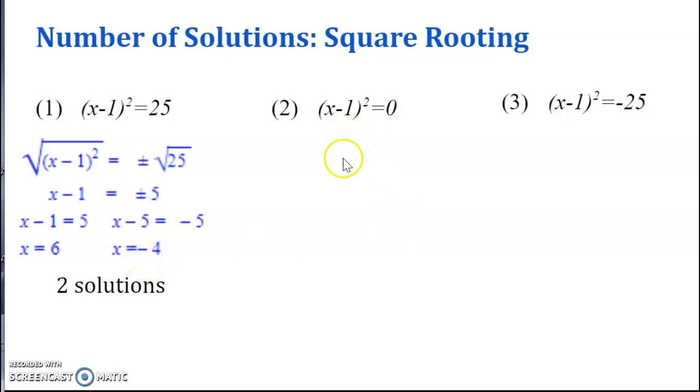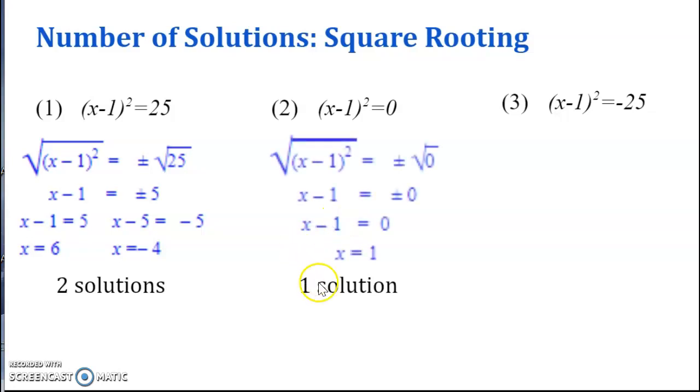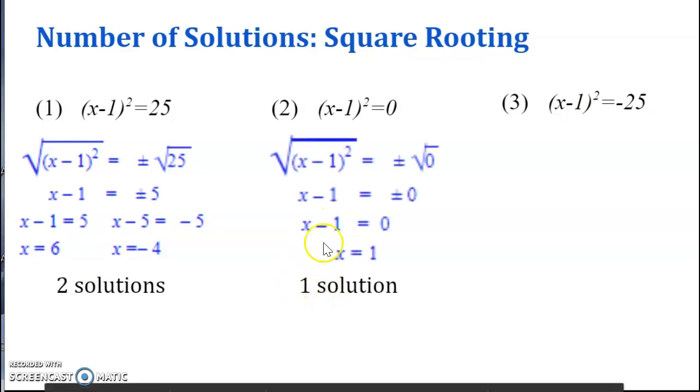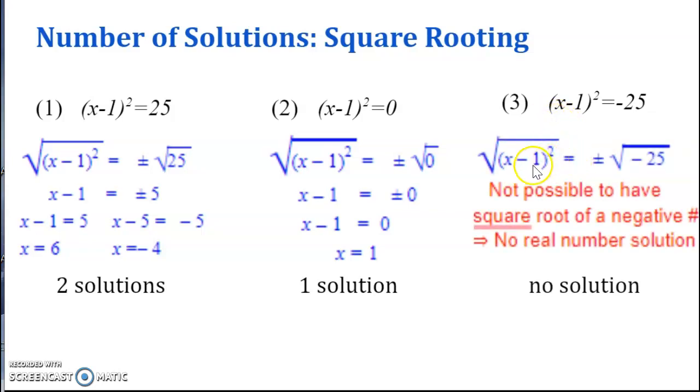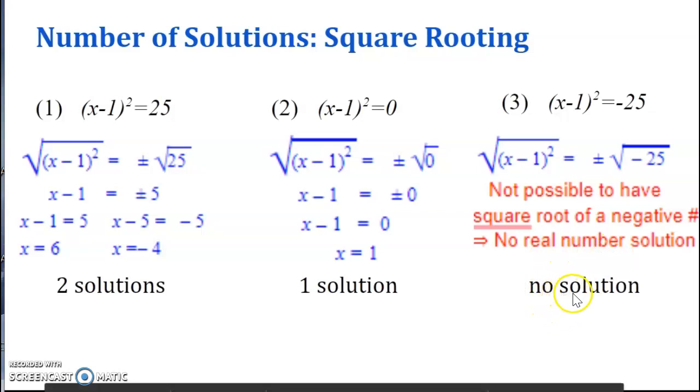With x minus 1 all squared equal to 0, we found that you would have one solution, because the square root of 0 is just 0. There is no positive and negative version of 0, so the only solution is x is equal to 1. Whereas for the last problem, we found that there is no solution, because we got to plus or minus the square root of negative 25, and we can't have the square root of a negative number, so there are no real number solutions.